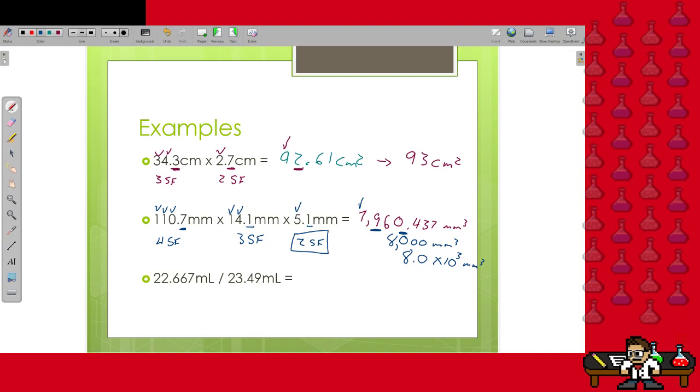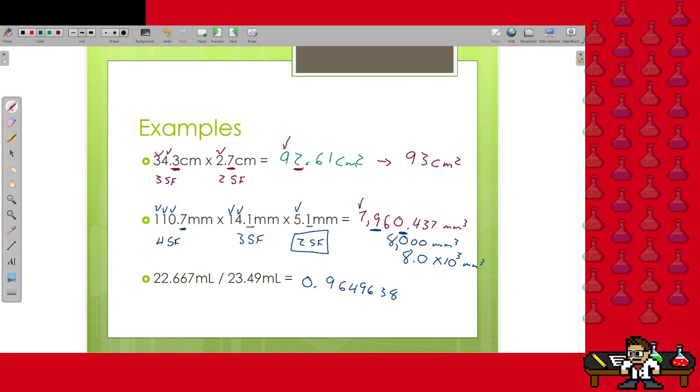And for our last value here, we have 22.667 milliliters divided by 23.49 milliliters. This is going to come out to 0.9649638, and it's going to keep going. This is a decimal that does not repeat ever. And same thing as we did above, even though it's division, it works off of the same rule.